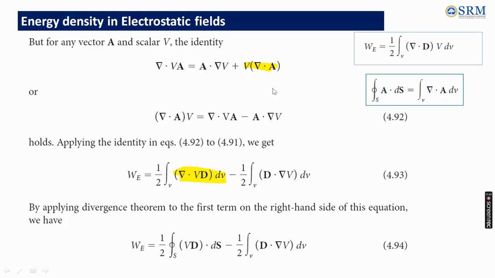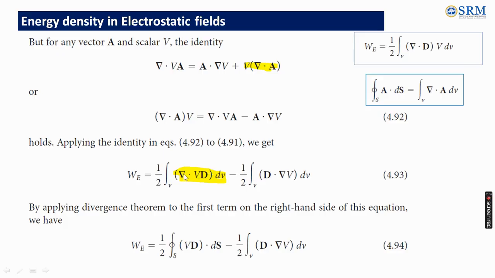So I'm going to substitute that instead of del dot D. I am going to substitute del dot V is the same. Only for A, I have to replace it with D vector into dV, which is there initially, minus half of the integral over the volume. Then I have to substitute D dot del V into dV. And now we are going to apply the divergence theorem to the first term. To this term, we are going to apply the divergence theorem.